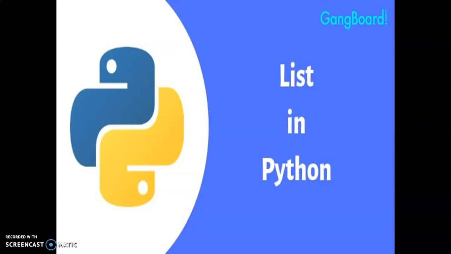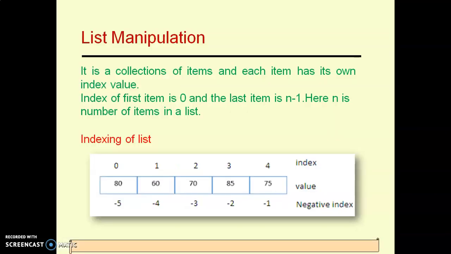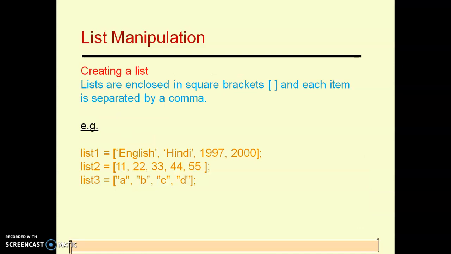Students and friends, in the last session, we have studied several things. Let us recapitulate what a list is and how list manipulation is done. We have studied that a list is a collection of items and each item has its own index value. The index of the first item is 0 and the last item is n-1.